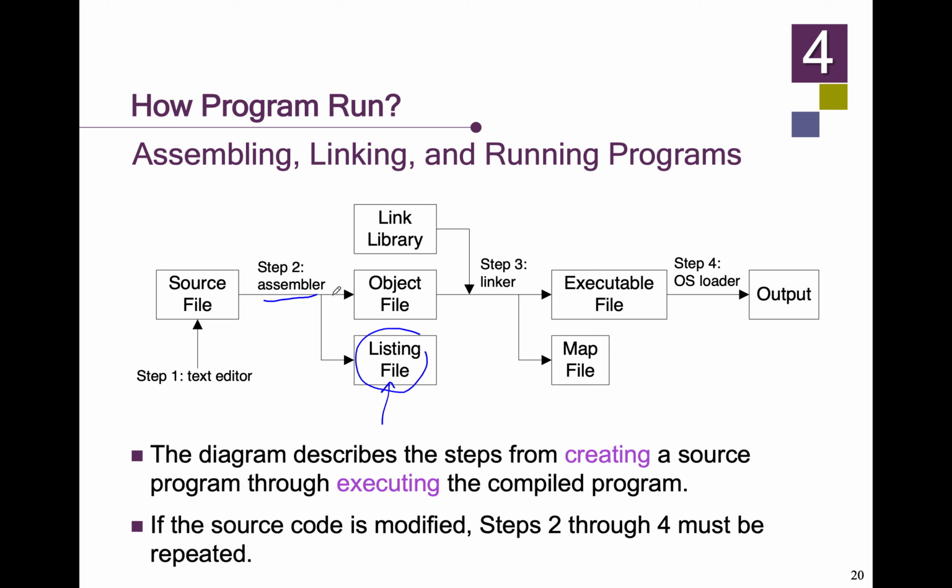So next step, what happens? Your assembler will change your source file into an object file. So the assembler did two things: one is creating the listing file, and the other is converting it into the object file.